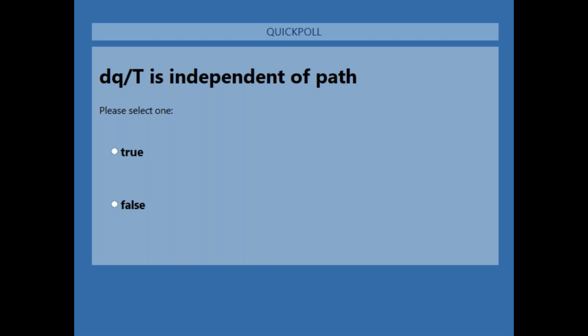Let me ask you this question. Del Q by T is independent of path, true or false. Integral of del Q by T is independent of path, whether it is true or false.